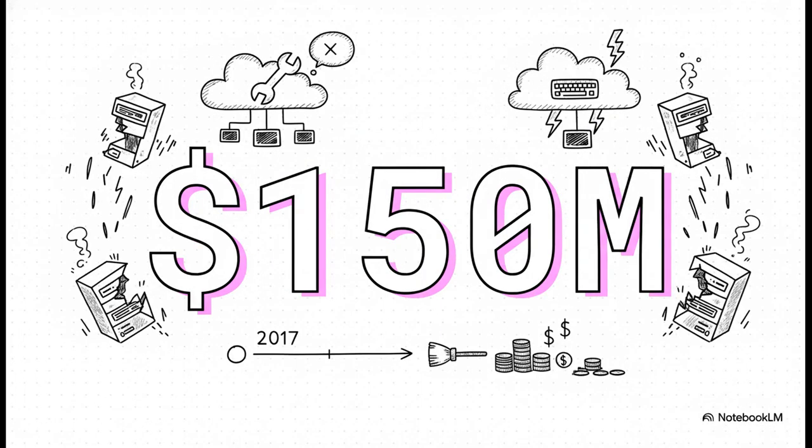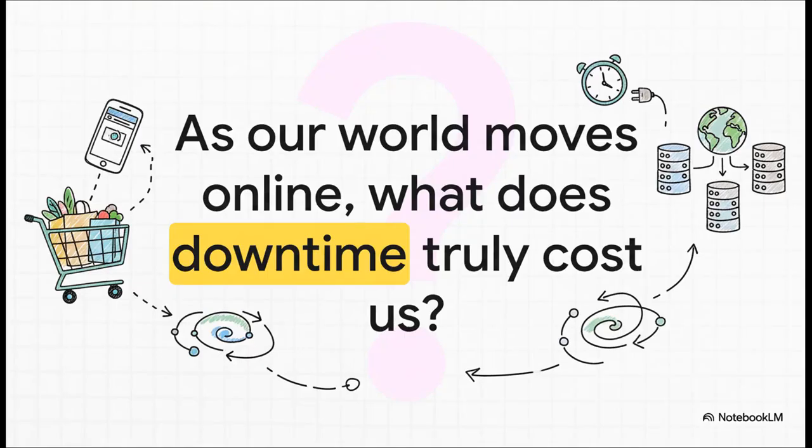The financial cost of this stuff can be astronomical. Back in 2017, a huge chunk of the internet just vanished when Amazon's S3 cloud service had an outage. And the cause? A single team member executed the wrong command during a routine fix. The estimated cost of that one little mistake was over $150 million. Which brings us to a final thought. From ordering our groceries to running global economies, our reliance on this invisible system is just growing every single day. So as more and more of our world moves online, it really makes you wonder, what does downtime truly cost us, beyond just the dollars and cents?